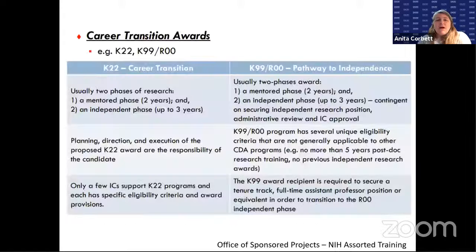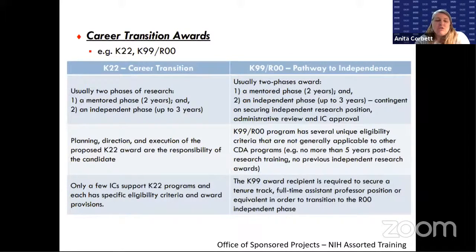And so just to pull one of the slides actually from the Office of Sponsored Programs from an NIH to talk a little bit about the comparison between these two. So really they have the same goal. So the K22 is usually a mentored phase followed by an independent phase. It depends exactly on how that is structured. And it's basically all under the role of the candidate.